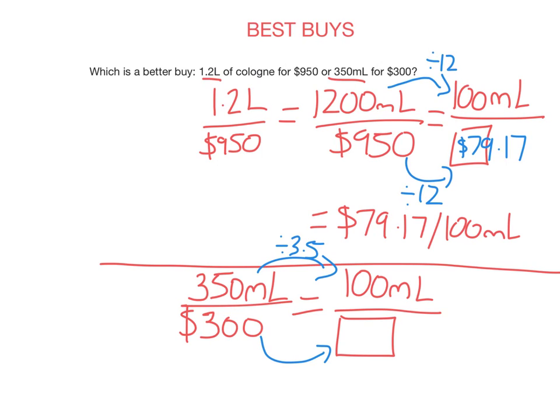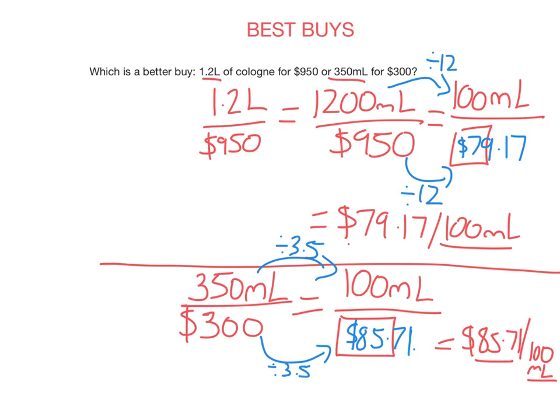If I do that on my calculator, again writing it to 2 decimal places, that's $85.71. So the bottom one, 350 mils for $300, is the same as $85.71 per 100 mils. Now they're easy to compare. They've both got 100 mils, but this one costs more per 100 mils. And so we conclude which is a better buy, this one here. You probably should write a sentence: therefore the 1.2 litres is a better buy, okay? We did that by comparing the cost per 100 mils, but I could just as easily have compared their cost per 1 mil.